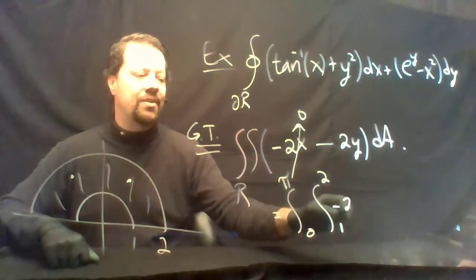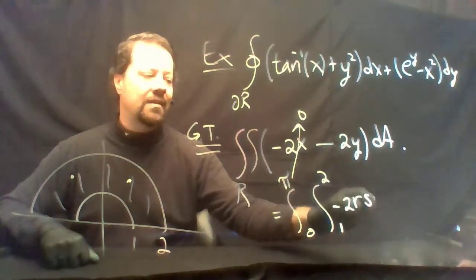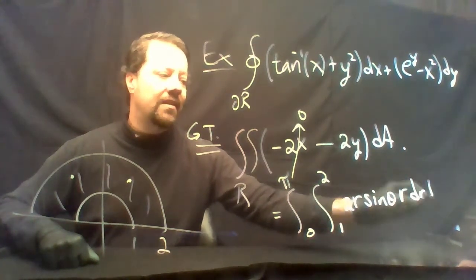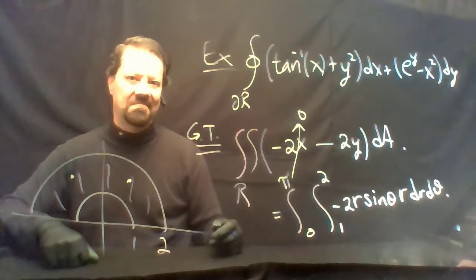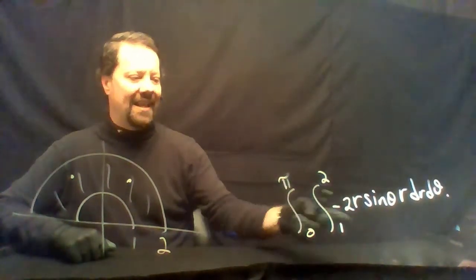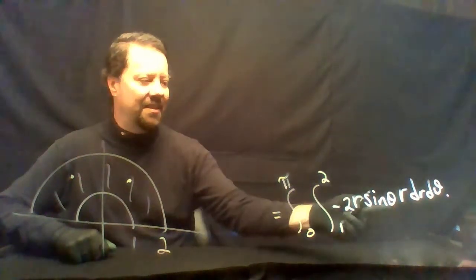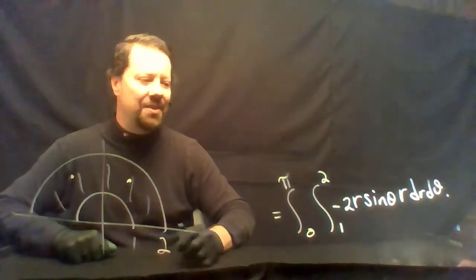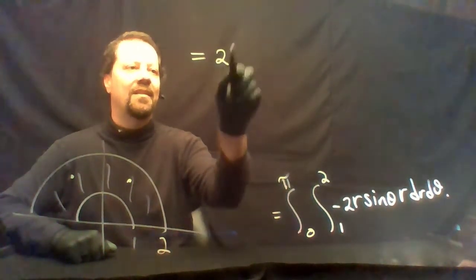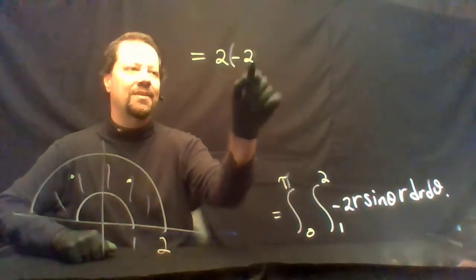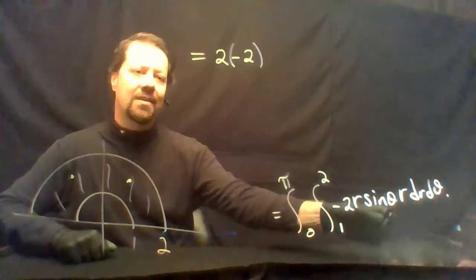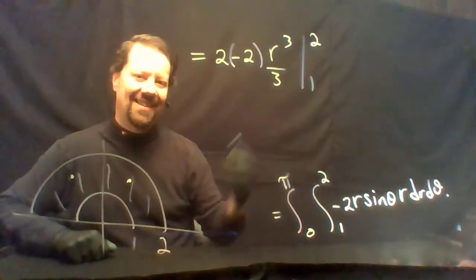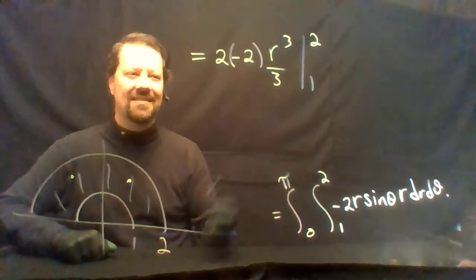We're integrating minus 2y. y is r sine theta, and then the area element is r dr d theta. By Fubini's theorem, we can integrate with respect to theta first. If you integrate sine from 0 to pi, you get one bump, and one bump gives you 2. We'll bring this negative 2 out, and then we're integrating r squared. That's going to be r cubed over 3. You can see that we did both integrals at once.